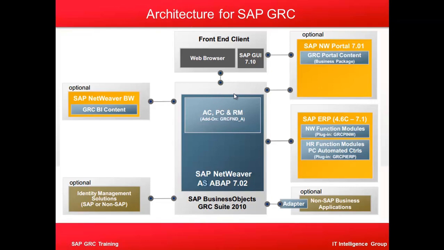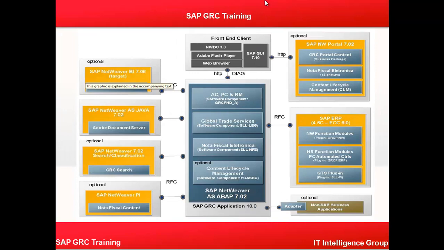So the component name which is there is GRC FND_A. So this indicates that you have access control in place. Okay, so this is on the server side. So on top of this you may have something else. Let's see the other slide basically, which is showing the other GRC components.